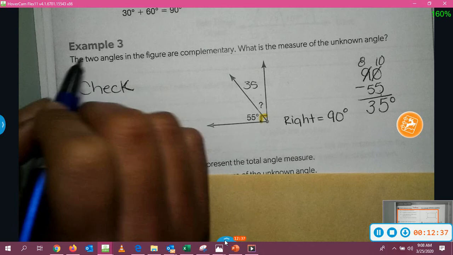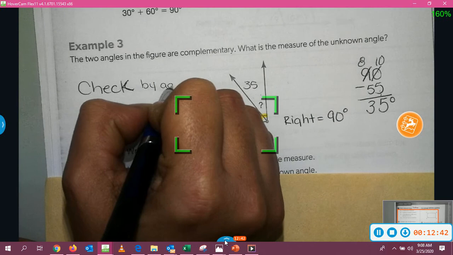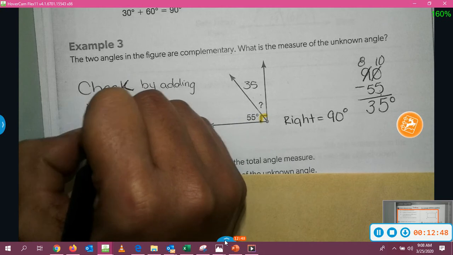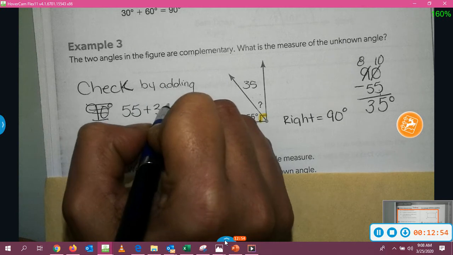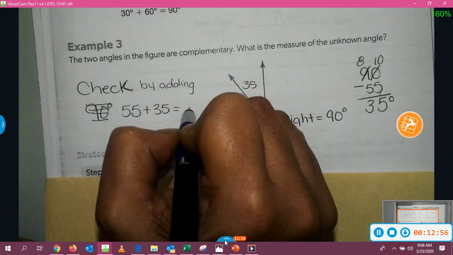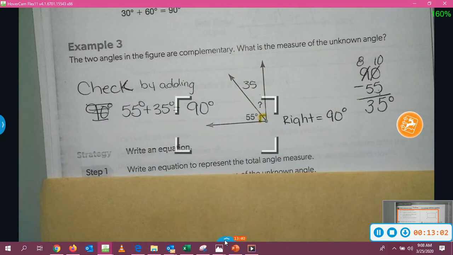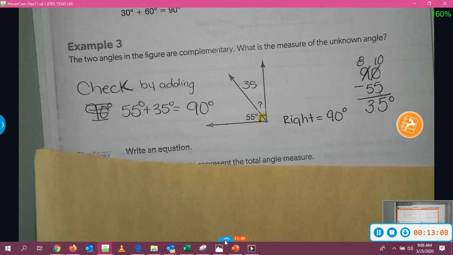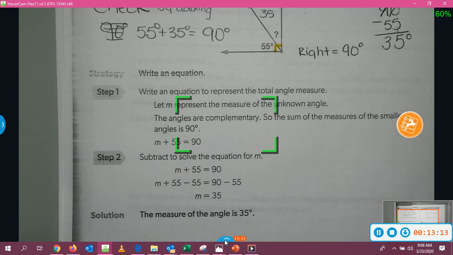Okay. I think someone said to add. We're going to check by adding. So it'll be, I'm sorry, not 90. It'll be 55 degrees plus 35 degrees equals 90 degrees. Okay? Everybody cool with that? So the solution in a sentence: the measure of the angle is 35 degrees.